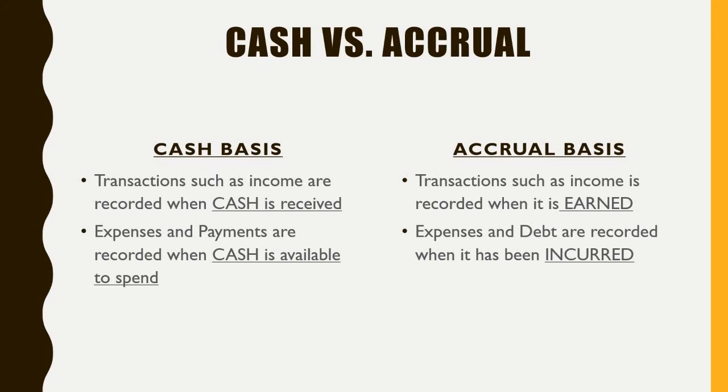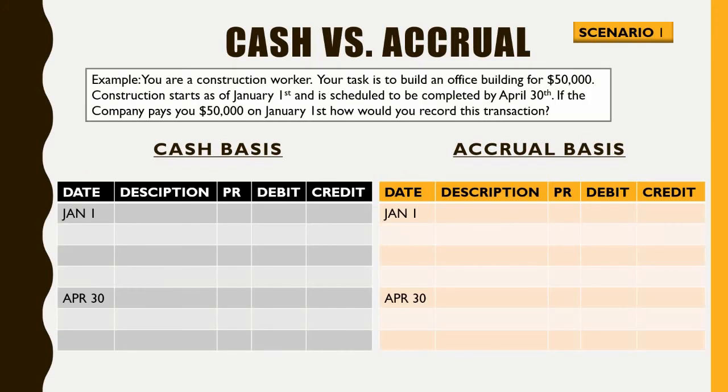Okay, so let's go ahead and take a look at an example. Let's say you are a construction worker, all right, and your task is to build an office building for $50,000, okay? And the construction is to start on January 1st and is scheduled to be completed by April 30th, okay? If the company pays you $50,000 on January 1st, okay, how would you record it?